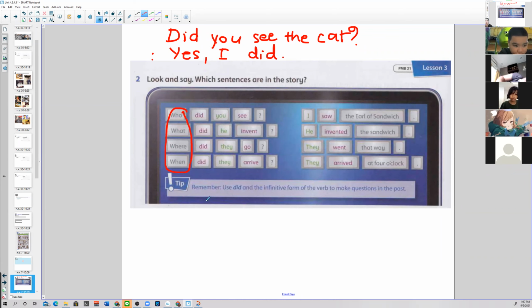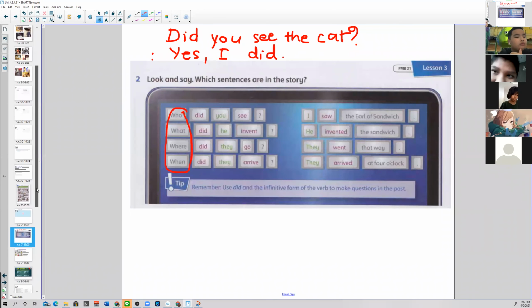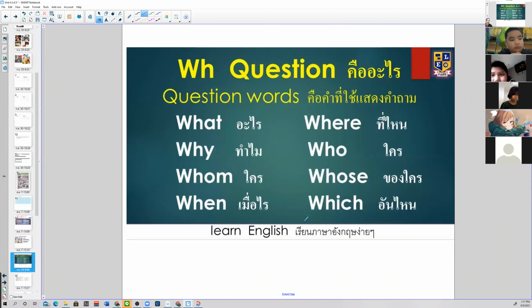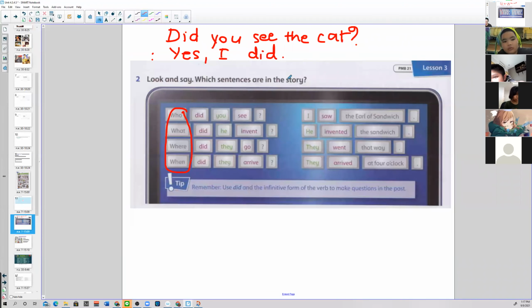Who is for a person, where is about the place, what is about things, when is about time, and why is asking for a reason, right? So when someone asks you, who did you see? They're asking about a person.